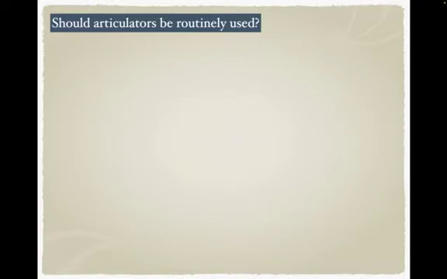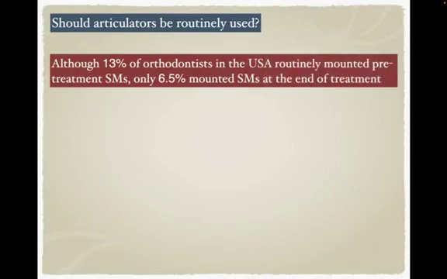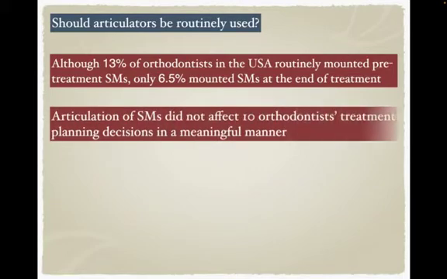Because we are talking now about functional occlusion, and the only way to examine functional occlusion is to use an articulator, should orthodontists use an articulator? Well, a study done in the US found that although 13% of the orthodontists routinely mount the pre-treatment study model on the articulator, only 6.5% of them will look at the end-of-treatment articulation to see if they achieved the treatment goals.